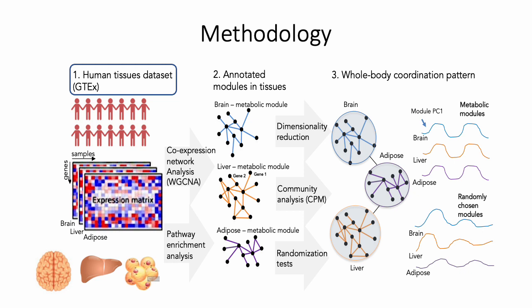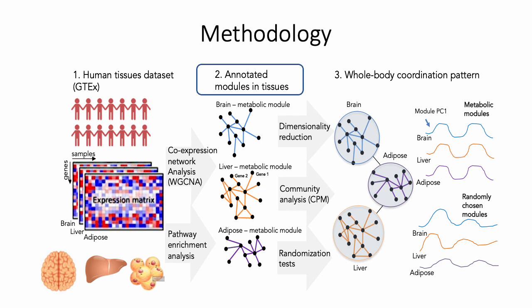This is our methodology. We started with the GTEx dataset, which includes over 50 tissue types and nearly 1,000 samples, and includes multiple samples per donor, so we can look at the donor-specific correlations within different tissues. We applied the WGCNA algorithm to cluster the genes on a tissue per tissue basis, and we also applied KEGG pathways to infer what the module function is.